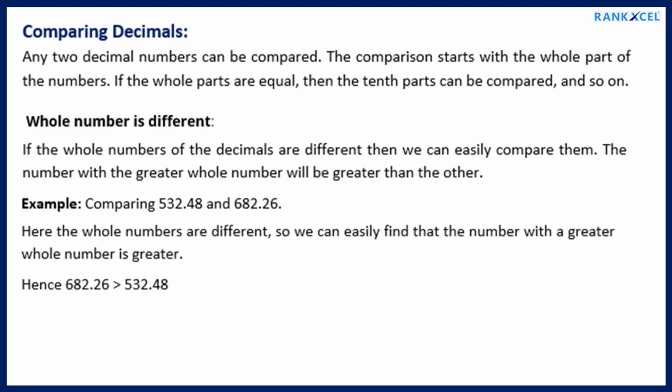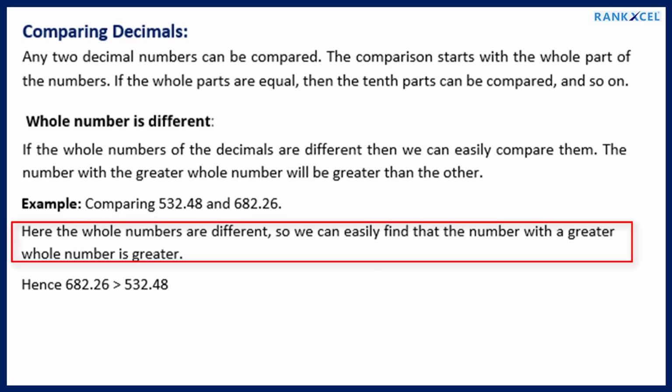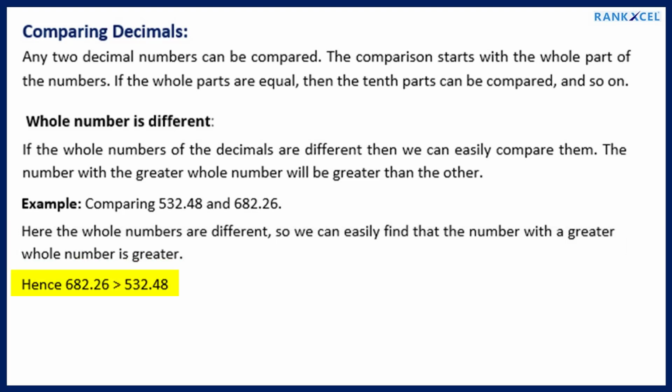Example, comparing 532.48 and 682.26. Here the whole numbers are different, so we can easily find that the number with the greater whole number is greater. Hence 682.26 is greater than 532.48.